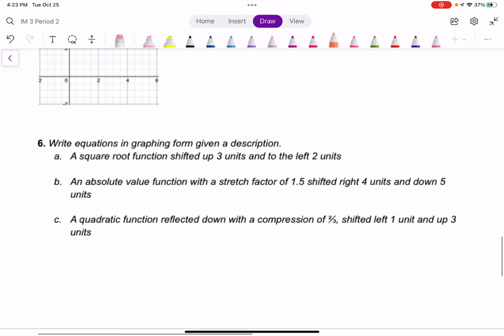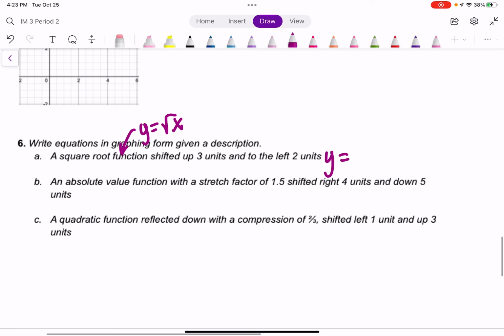Okay, last questions here. We are basically just writing our transformed equation. This is a review from last chapter. So we have a square root function, right? That looked like y equals square root of x, and it's shifted up 3 and to the left 2. So we have y equals the square root of x. If we're going left 2, it's inside with the x, but it's a positive 2, plus 3 on the outside to move us up 3.